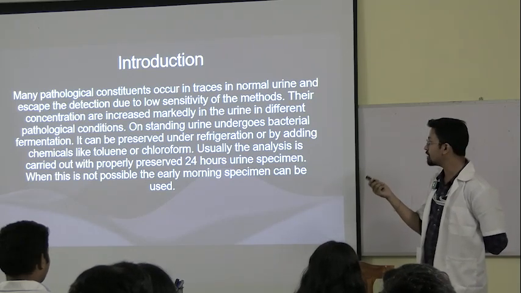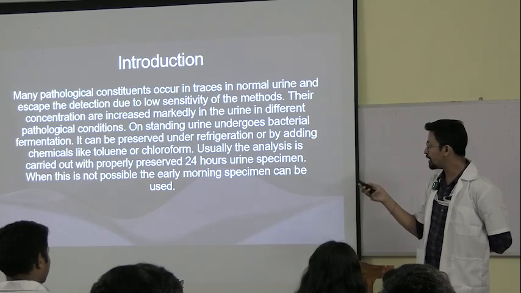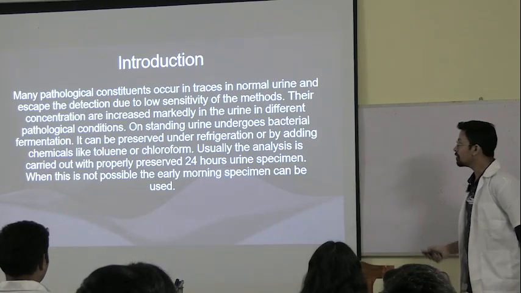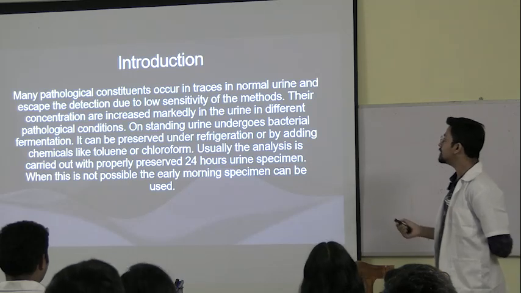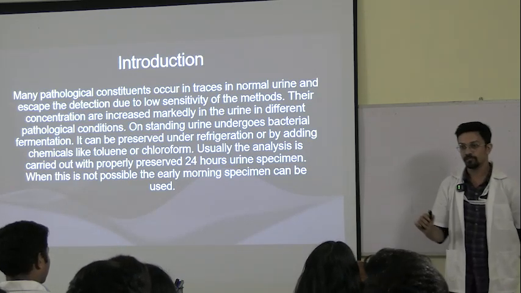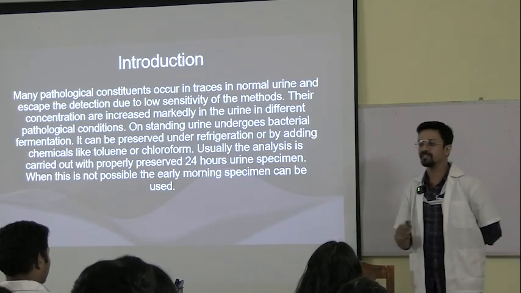So with what thing can we preserve? That is toluene and chloroform. Fine. Now, usually the analysis is carried out with a properly preserved 24-hour urine specimen. That is the gold standard. Gold standard means this is what we should do, but this is not always possible.